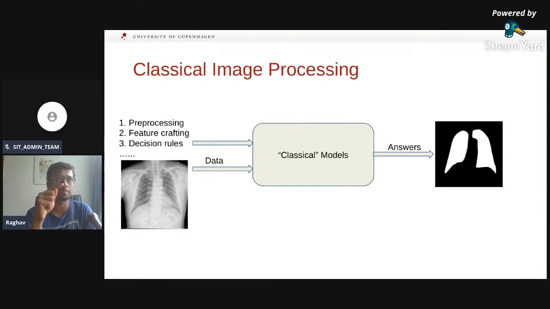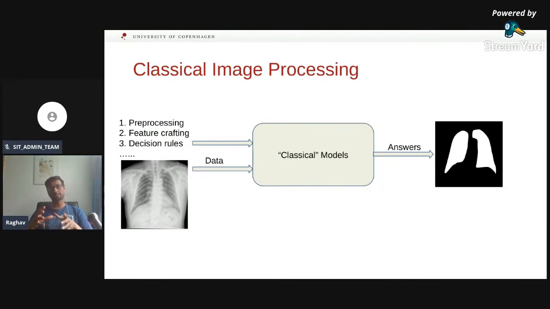And you know how the shape is, it's sort of lung-shaped, right? So you can introduce all of this information into the model. This is called feature crafting, where you think about your task and say, I'm interested in lungs, which are dark, have a particular shape, are in the center of the image, and there are two of these. So you build a logic out of it, and then you make decision rules.